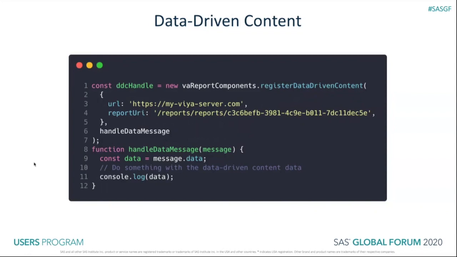And so we can do that through this register data-driven content API by passing a handler for the data message. So essentially, by doing this, we can capture the data that's being passed to a given object, and we can take that and render our own visuals on the page. This could be essentially rendering your own data-driven content on your web page, or you can modify your web page however you want based on that data.